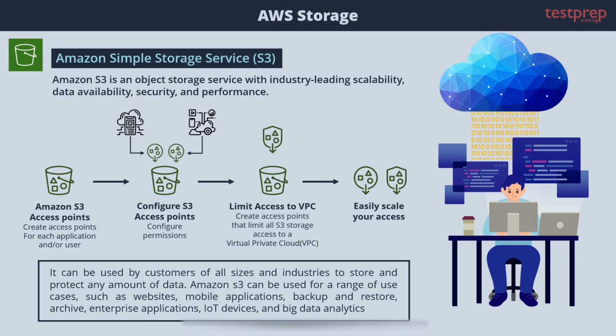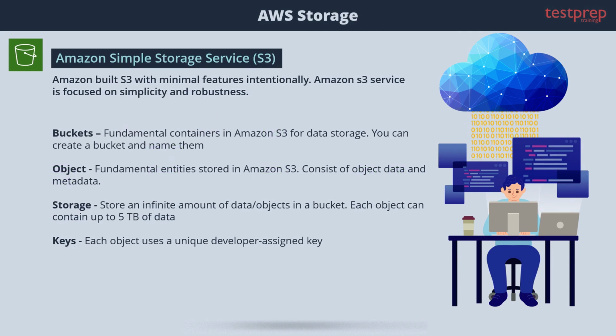Amazon S3 can be used for a range of use cases, such as websites, mobile applications, backup and restore, archive, enterprise applications, IoT devices, and big data analytics. Amazon built S3 with minimal features intentionally. Amazon S3 service is focused on simplicity and robustness. Let's look at the components involved in S3.